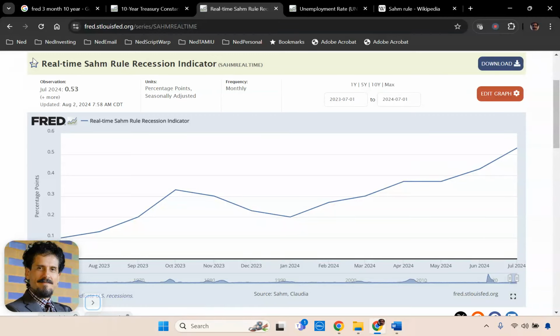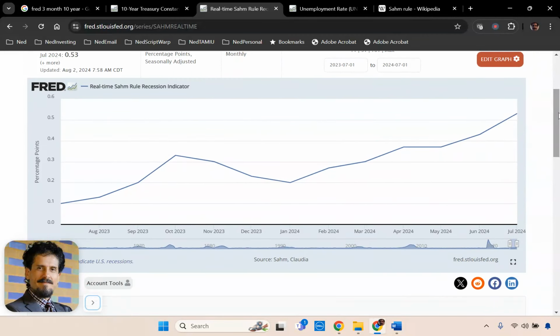Now, the St. Louis Fed, which is part of the Federal Reserve, publishes the real-time Sahm Rule recession indicator separately. And this number is actually not exactly the 3-month moving average of the unemployment rate. It's an adjusted number that is based on a baseline of 0.